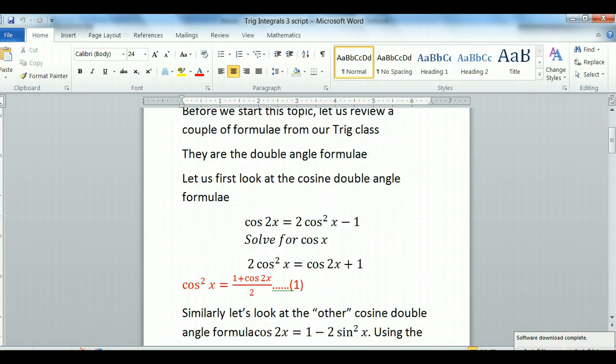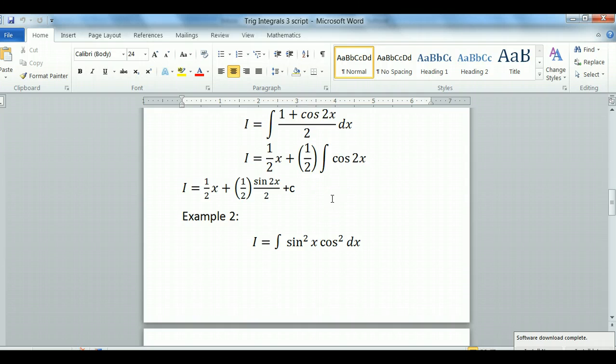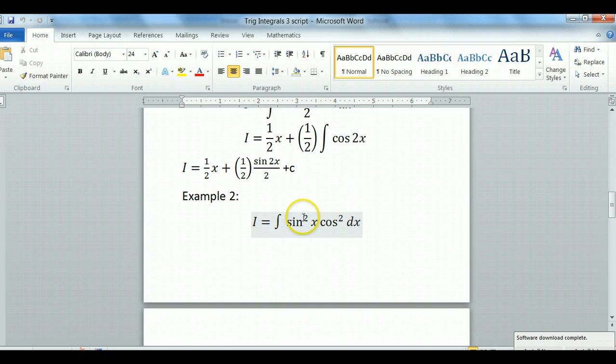For example, if you look at an integral like cosine squared x, now we have just the cosine and the power is even. And for another example, if we have the integral of sine squared and cosine squared dx, once again we have only sine and cosine and the powers are both even, not a single one of them is odd.